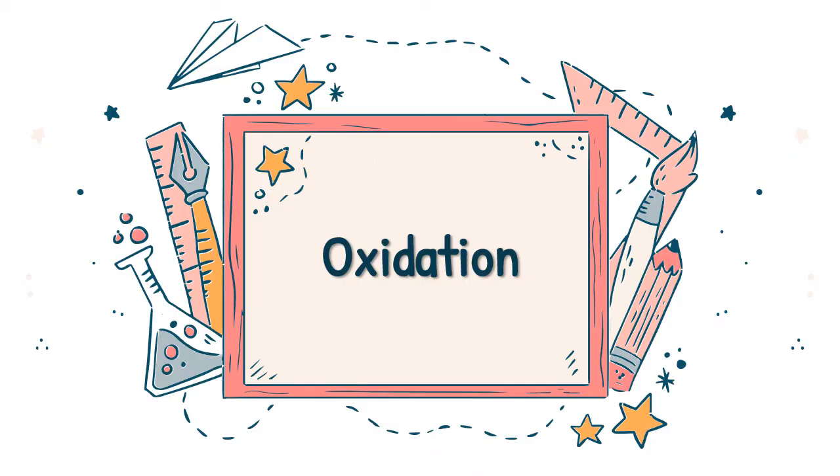Now, the next reaction that can occur in our alkene is the oxidation process. And for this oxidation process, you will have 3 different reactions. So let's start one by one.